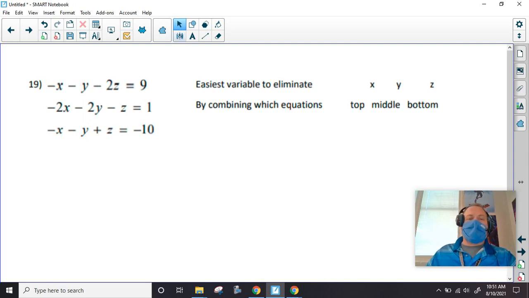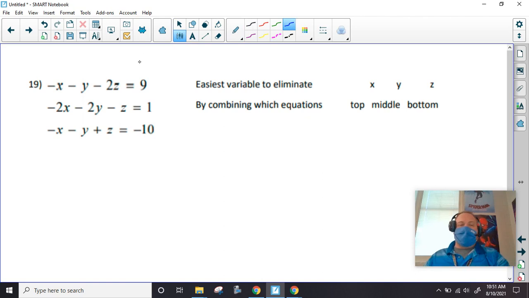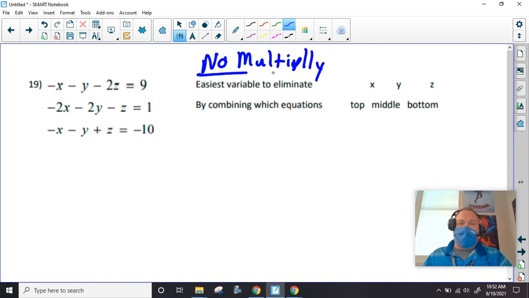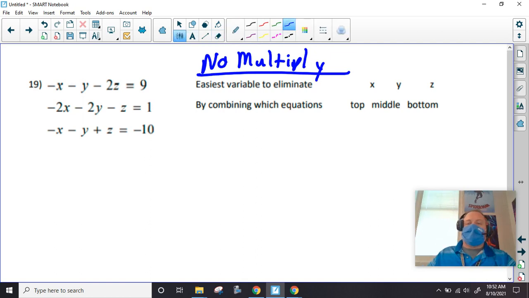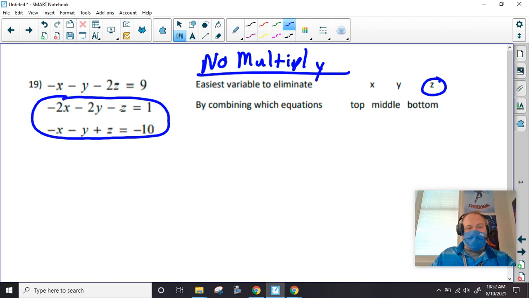All right, 19. Now, remember, I'm saying easiest. This means no multiply at all. This would be Z. Which two equations? Middle and bottom. Because they're the same terms, different signs.